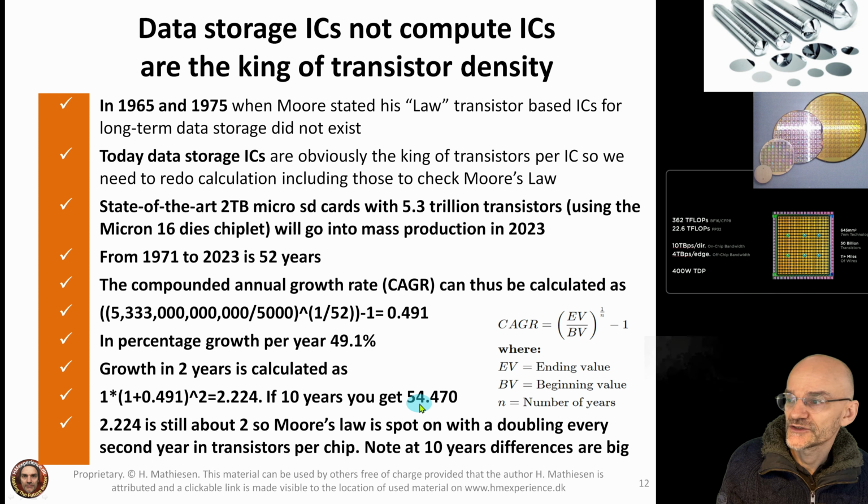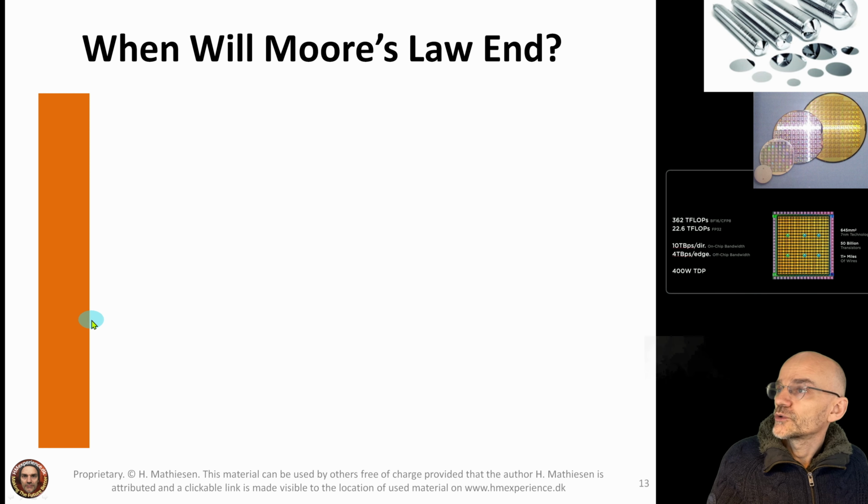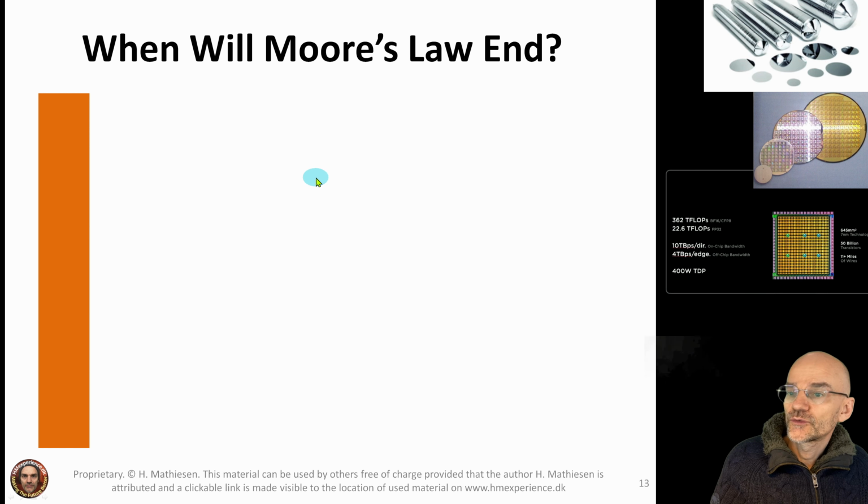So here it matters. The longer period you consider with growth, the more important the difference will be. That's what characterizes exponential growth: that it doesn't matter so much in the short term, but it starts to matter a lot when you consider multiple periods. Okay, so back to the question of when will Moore's law end.